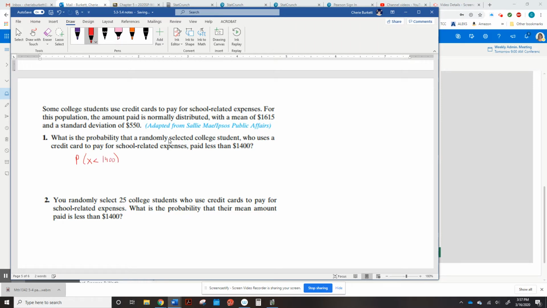$1,400. Notice that nowhere in this part have they said anything about a sample. So this entire problem is like the kind of problem that came from, I think it was section 5.2, where you're simply answering this question. And to answer that question, this is all about the population. Your population information is that the mean is 1,615. The standard deviation is $550.